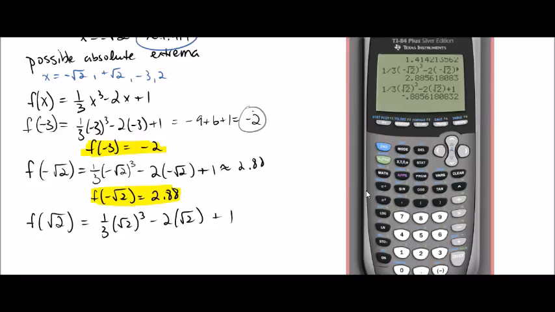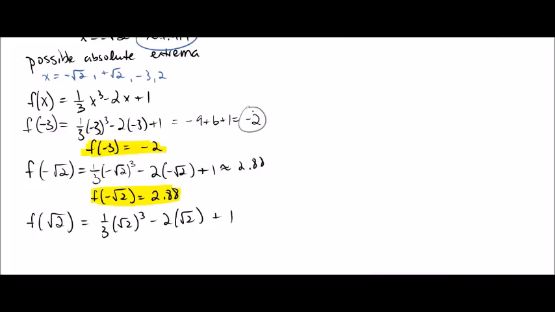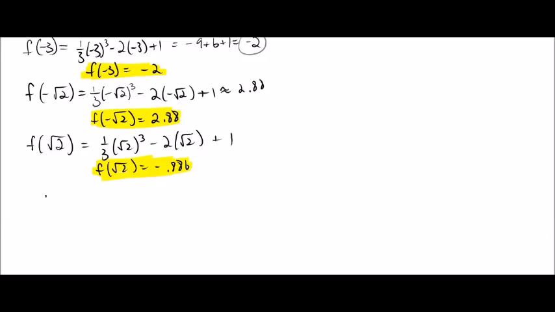And let's get an answer there. And it looks like negative 0.886. Okay, so this is another possible value here. And then the last one we're going to put in is the 2, which is our other endpoint.